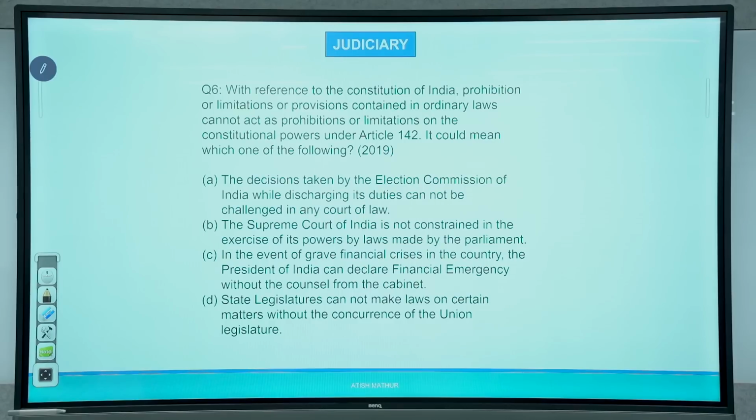So what is the answer? B. Simple question. Did anybody have difficulty doing this?